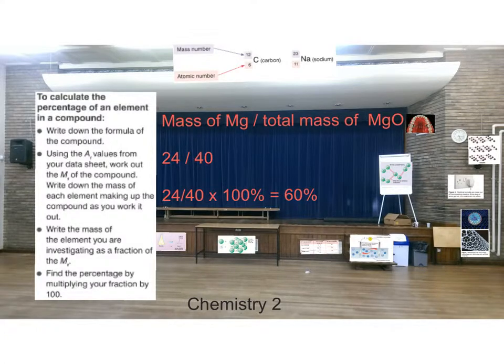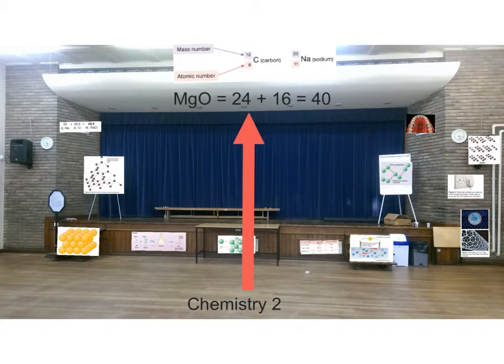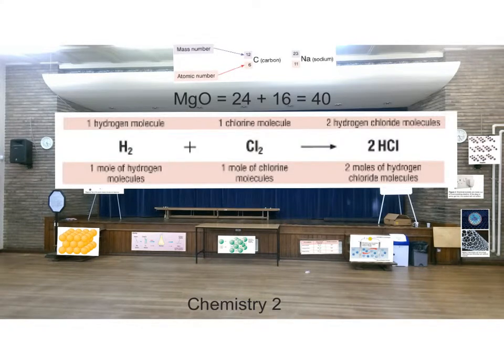We can calculate empirical formulae given the masses or percentage composition of elements present. Balanced symbol equations tell us the number of moles of substances involved in a chemical reaction. We can use balanced symbol equations to calculate the masses of reactants and products in a chemical reaction.